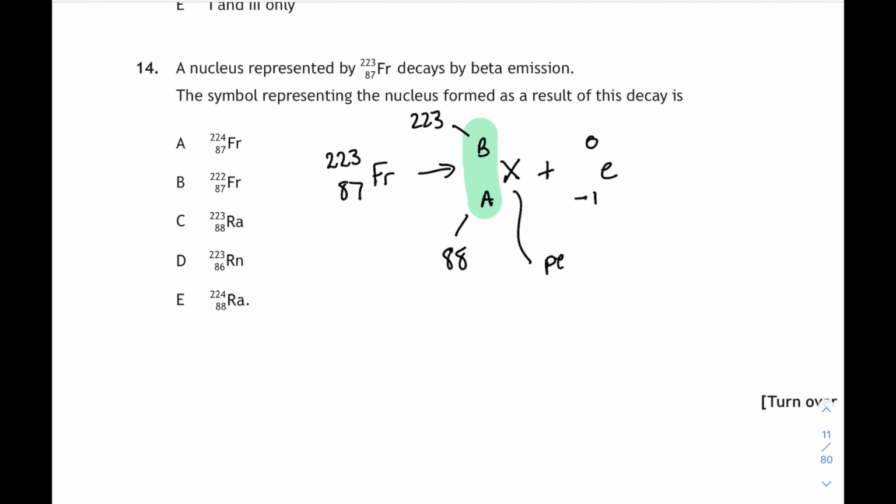Now, you do have a periodic table as part of your relationship sheet booklet. But in this case, we don't need to look up the periodic table because there is only one of the answers that has 88 and 223. So we don't need the periodic table. Our answer is, which one's 88 and 223? It is C.